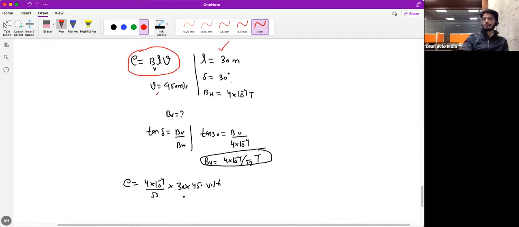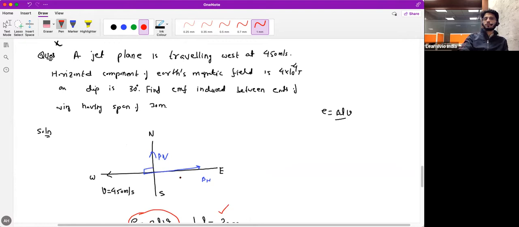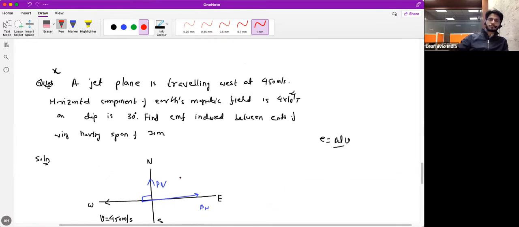If the plane is flying towards say north, then which component will be perpendicular to it? Horizontal. So you have to decide which component you will be using, horizontal or vertical, depending upon the direction of motion of the plane. Do this question. This is the most important question on Earth magnetism. Instead of plane, you can get a train also. The same logic, just have to see perpendicular to which component velocity is.